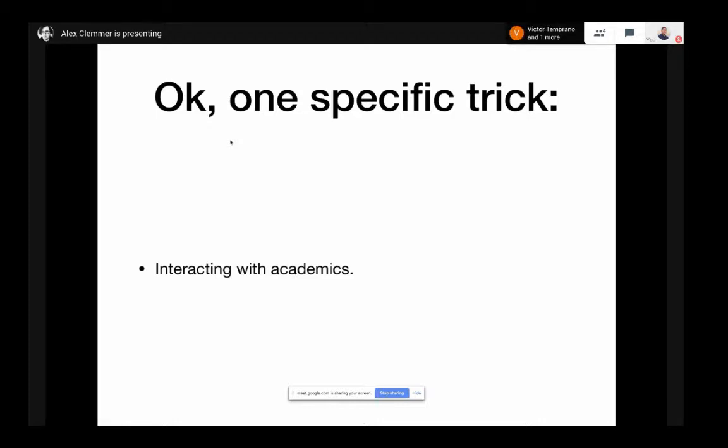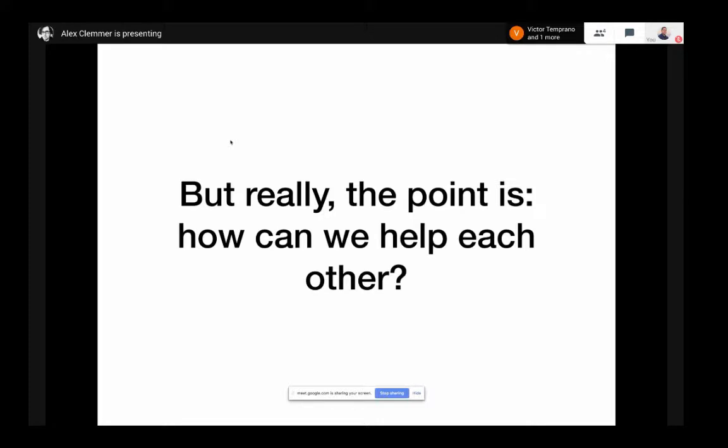And I do have a couple of tricks to share that I think are non-intuitive and things that generally people don't do very well. But other than that, I think this is not going to be a talk about actual tricks. So the point is to ask how we can help each other instead of those tricks.